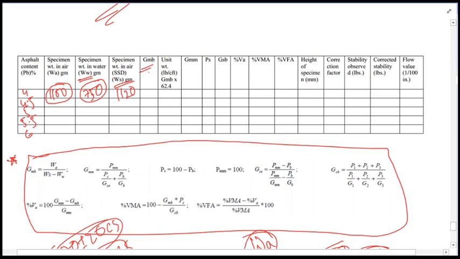And what will be GMB? GMB can be easily calculated from this formula, as we have shown you before. This is the bulk specific gravity of the mixture, the bitumen mixture.